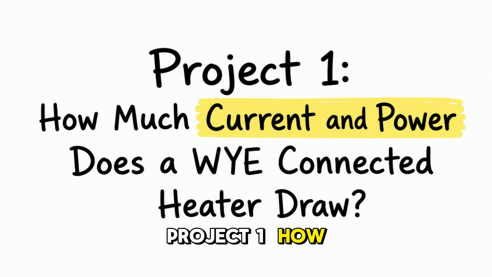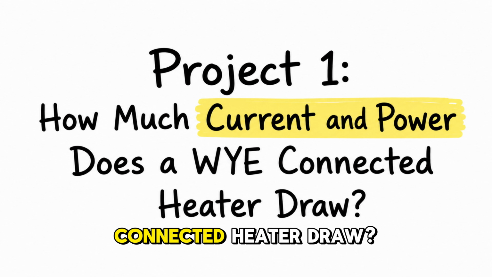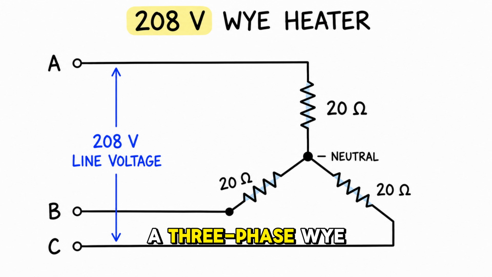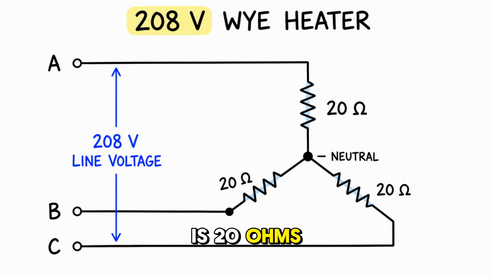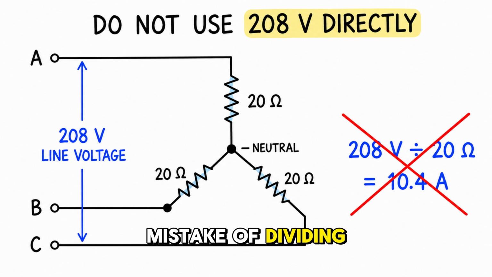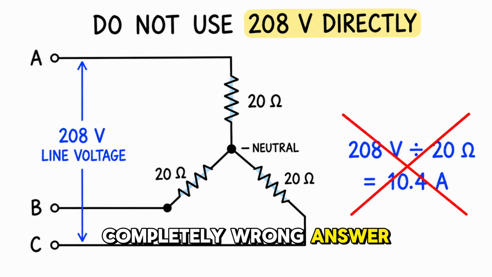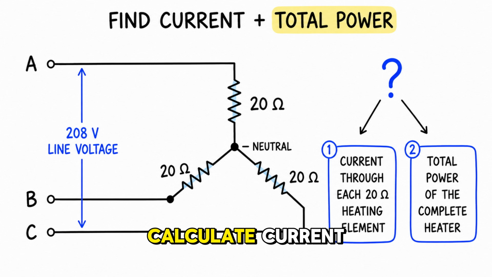Project 1. How much current and power does a Y-connected heater draw? A three-phase WYE connected heater is supplied at 208 volts line voltage. Each resistance element is 20 ohms. Many engineers make the mistake of dividing 208 volts directly by 20 ohms to find the current. But this gives the completely wrong answer. So what is the correct way to calculate current and total power in a Y-connected heater?